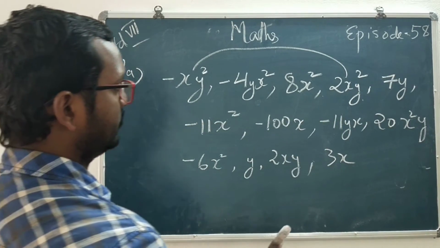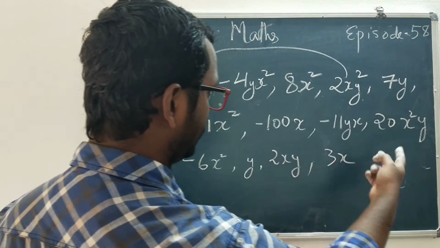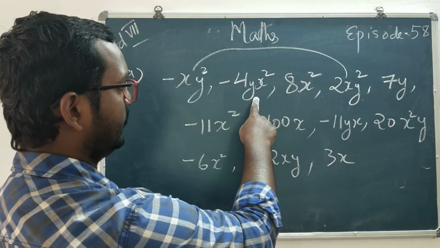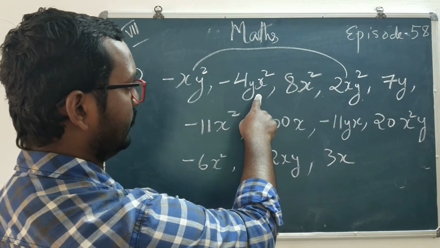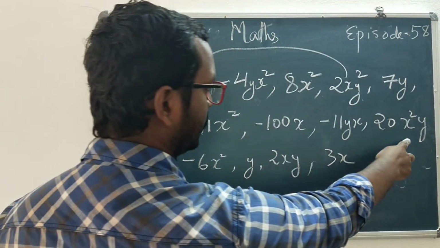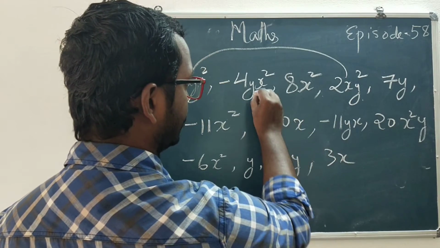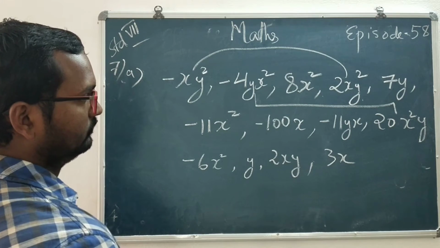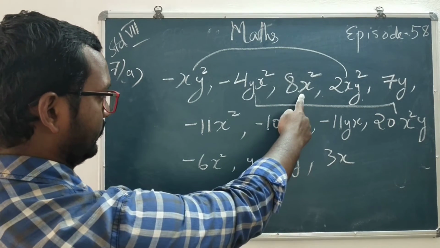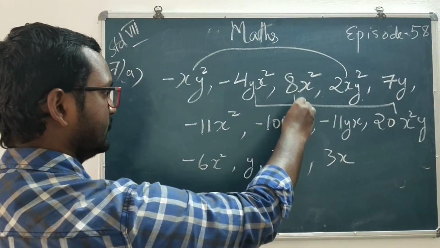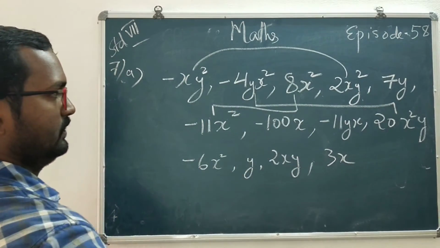Now let us look at one. If any other xy square is there, here no, it's different, here xy only. This is x square y, this is y x square, but we can say it as x square y also. Here x square y is there. So these two are like terms. Now let us look for x square. Here 8x square is there, here minus 11x square. So this is one like term.